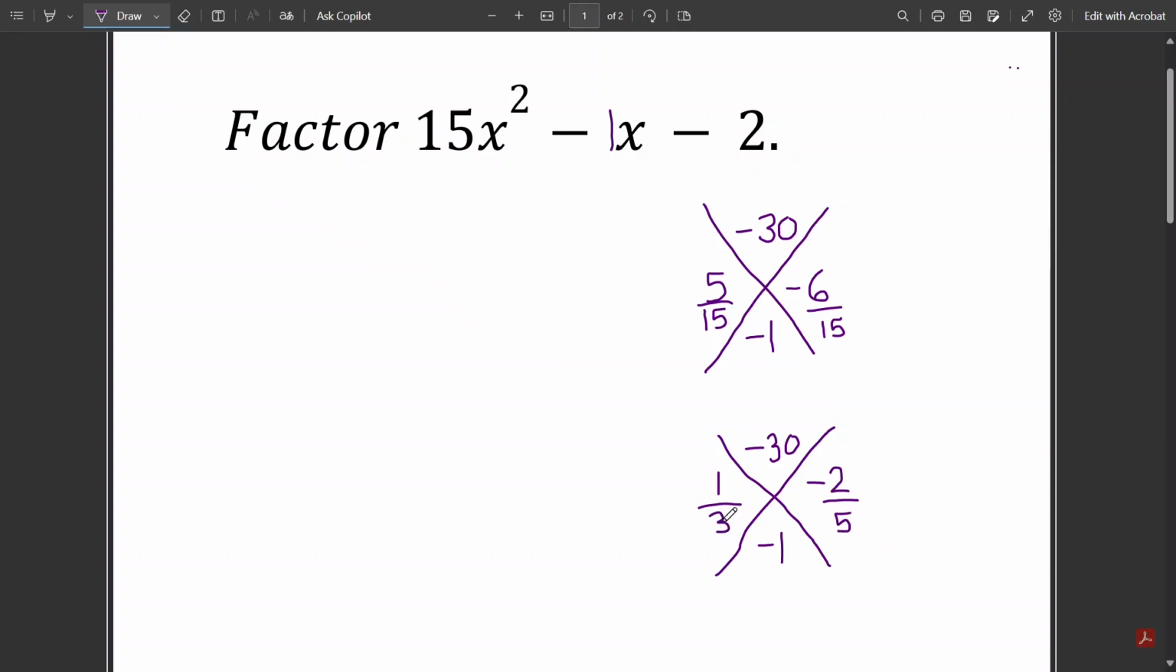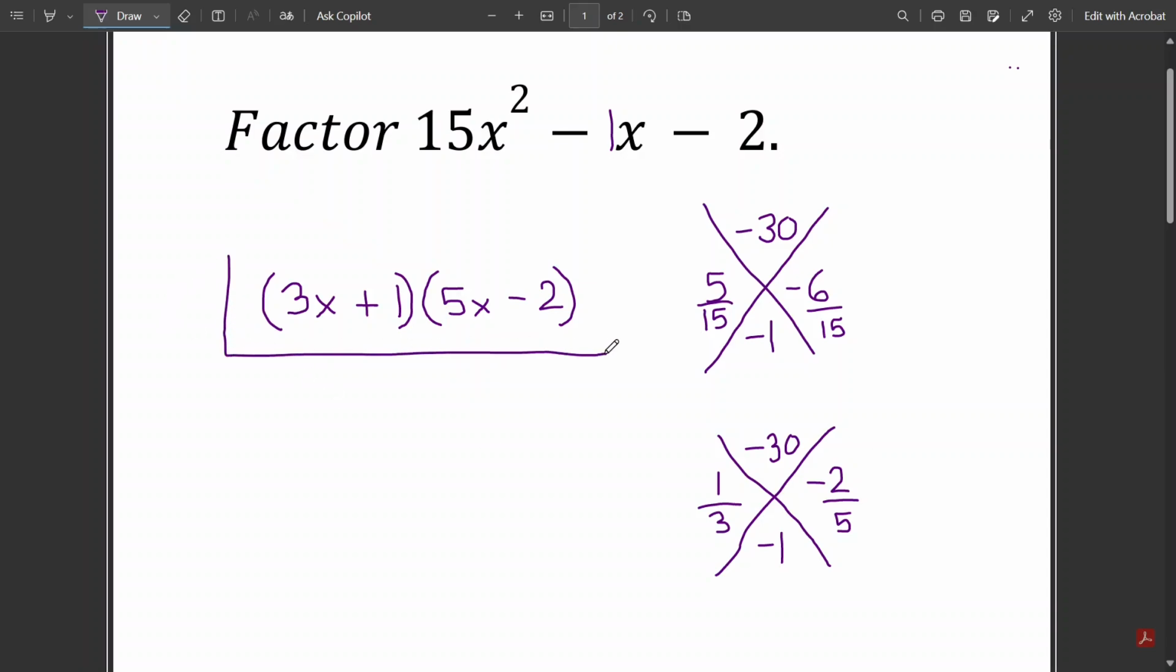Okay, so now we take this number down here. That's going to be my coefficient in front of x. And this is going to be the other number, so plus 1. And then we go over here, and this, again, is the number in front of x, so 5x minus 2. And this is the other number.